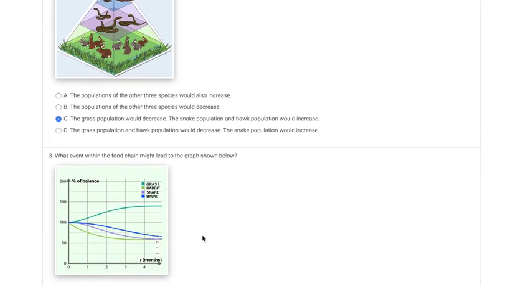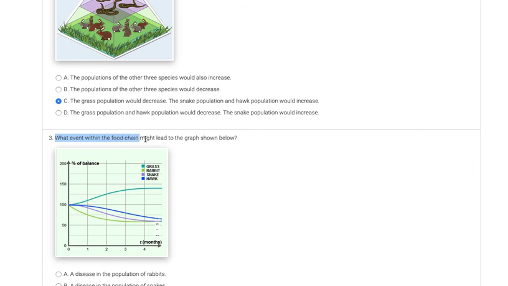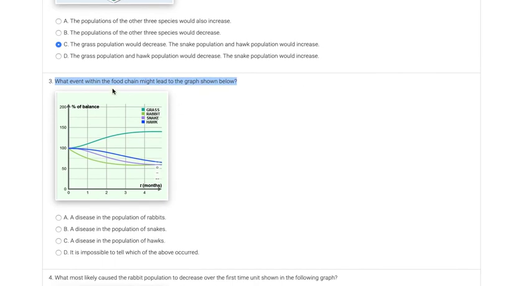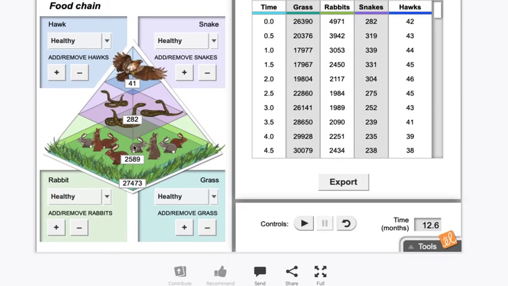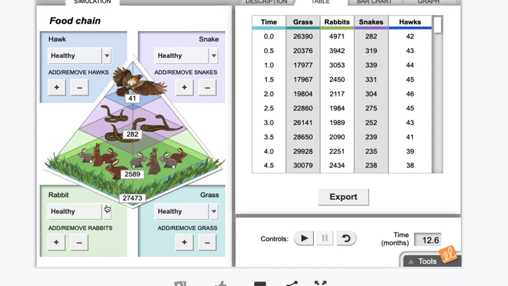Make sure that you read the question fully. You look for the key words. You read all of the options, and then you go up to the Gizmo and you play with the Gizmo to answer the questions. So that's today's assignment.